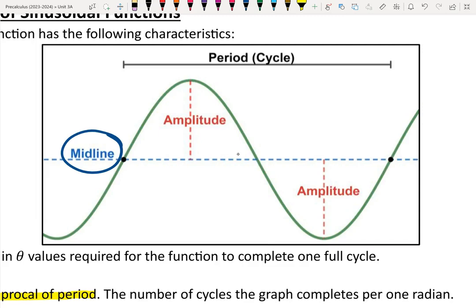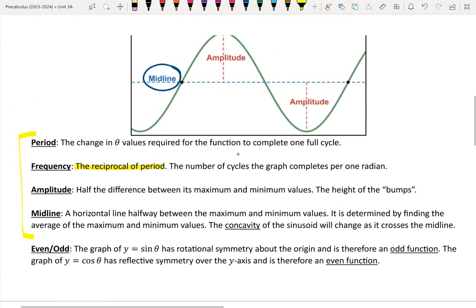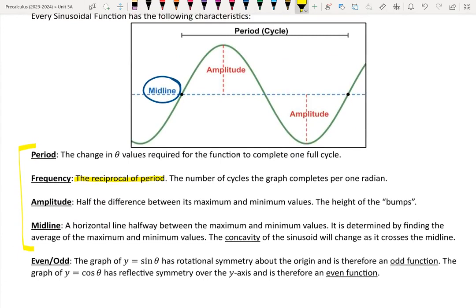All right, so again, midline is the middle of the graph. It's the horizontal line halfway between the minimum and the maximum values. And this is also an important thing. It is determined by finding the average of the maximum and minimum.